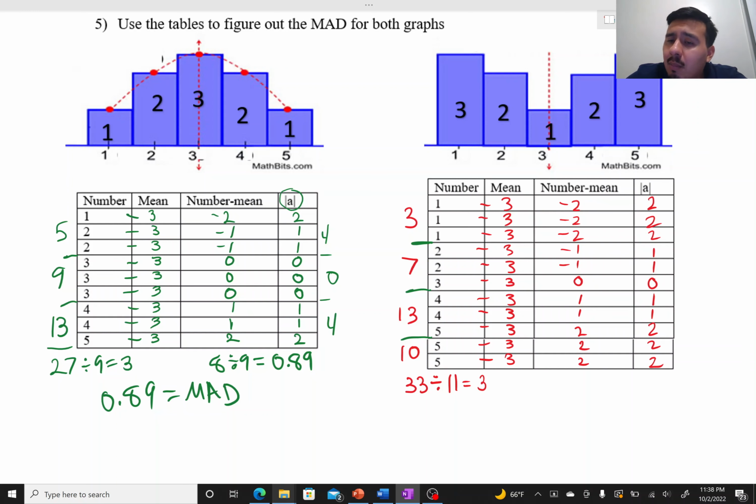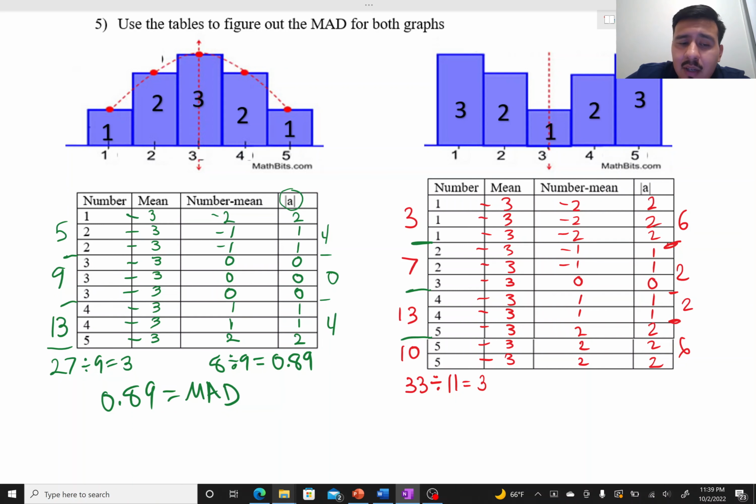So next up, I gotta add up all these numbers, and then divide by 11 because I have 11 numbers. So 2 plus 2, let me just chunk it up again over here. So 2 plus 2 plus 2, that is 6, plus 2. 1 plus 1, that's 2 again. 2 plus 2 plus 2, that is 6. So 6 plus 2, that's 8, plus 2, that's 10, plus 6, that's 16.